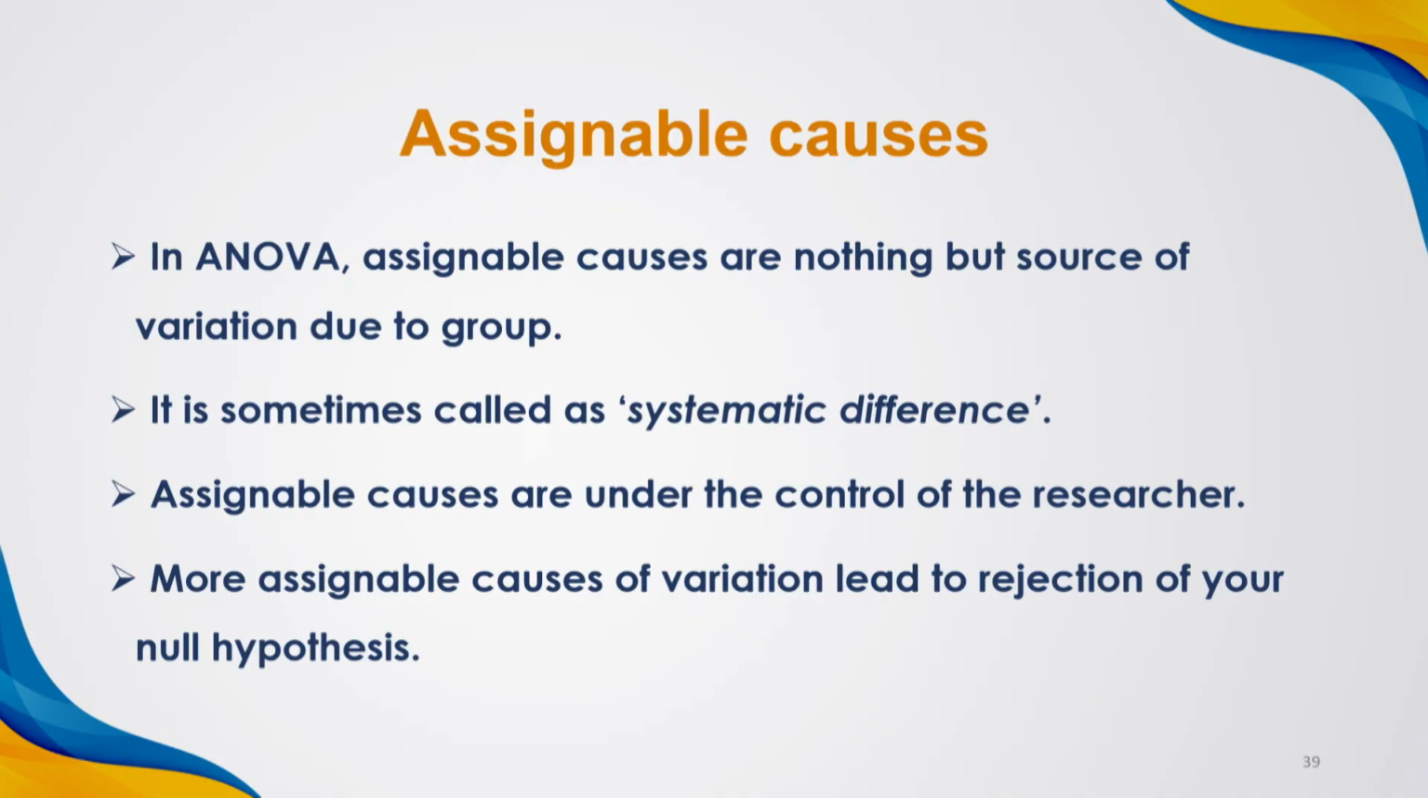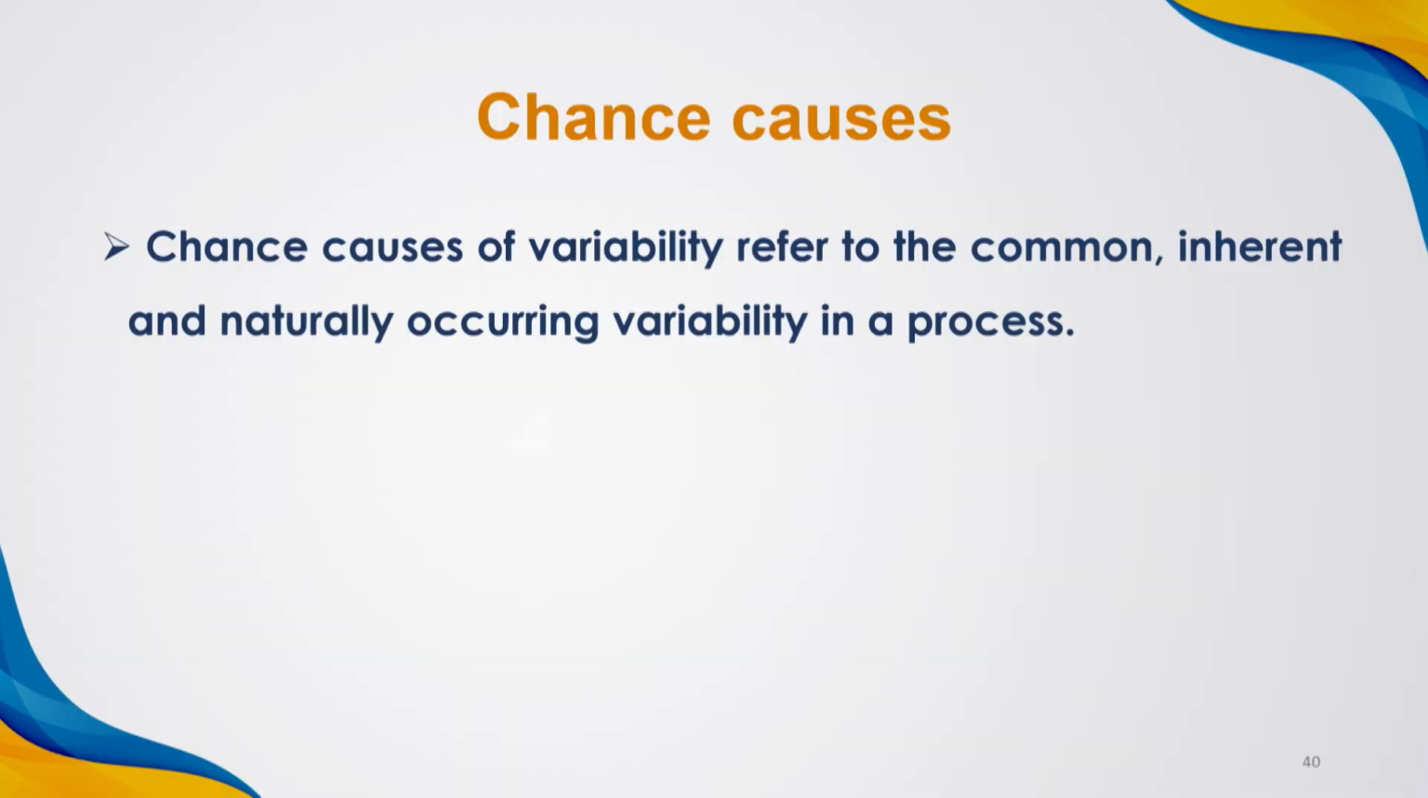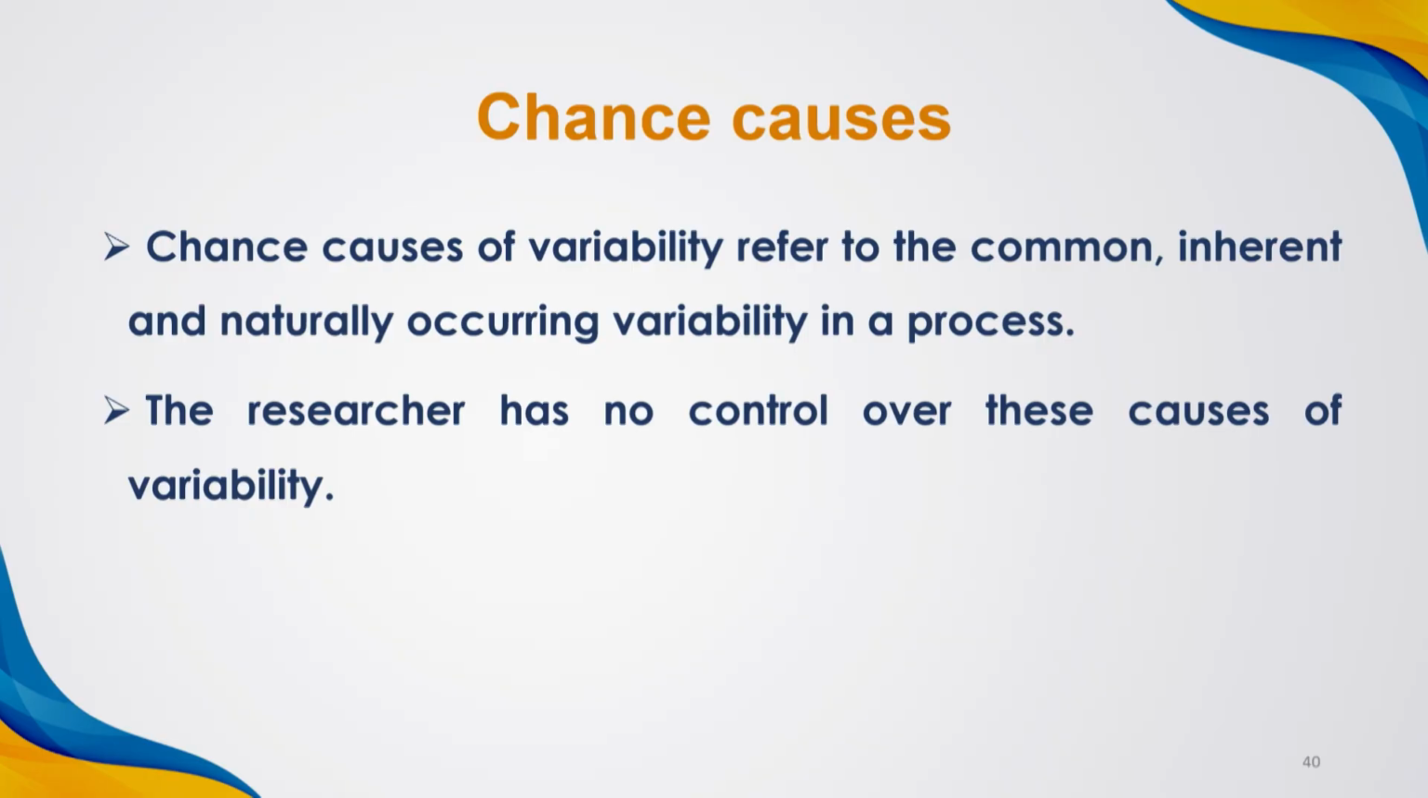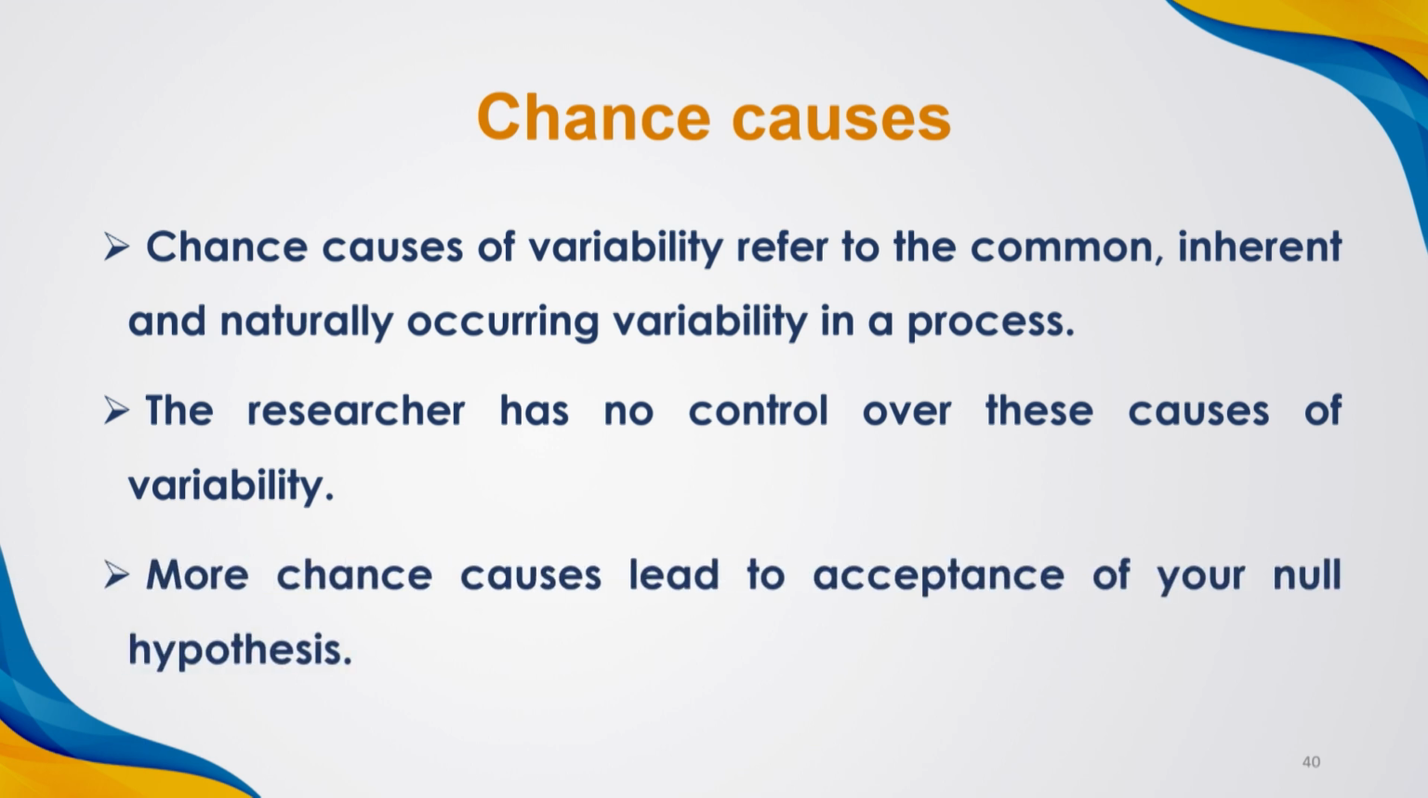More assignable causes of variation lead to rejection of your null hypothesis. The concept of null hypothesis will be discussed in the further parts. What is chance cause? Chance cause of variability refers to common or inherent or naturally occurring variability in the process. In the previous module, we learned the within group variation, which is otherwise called the chance causes of variability. The researcher has no control over the cause of this variability and it cannot be eliminated, but one can reduce this error. More chance causes lead to acceptance of your null hypothesis.